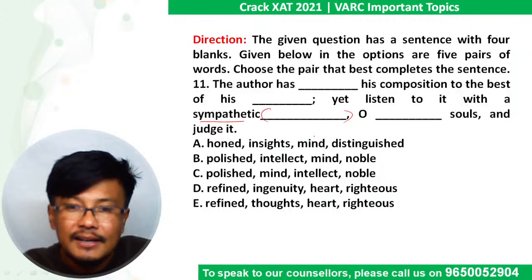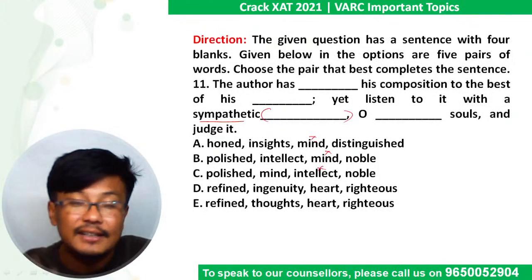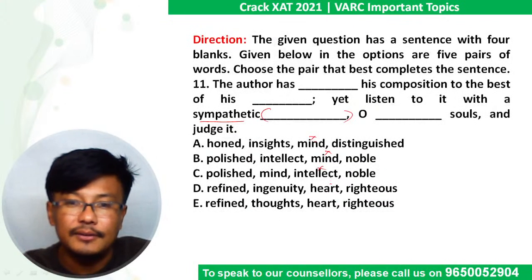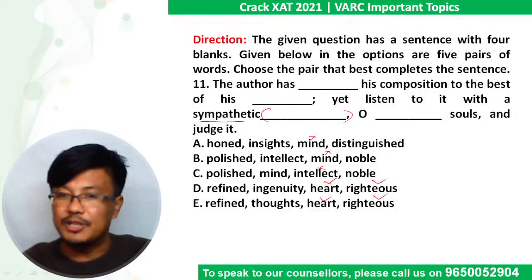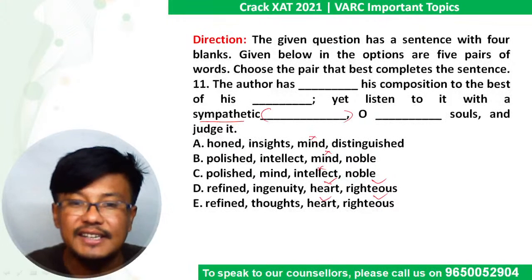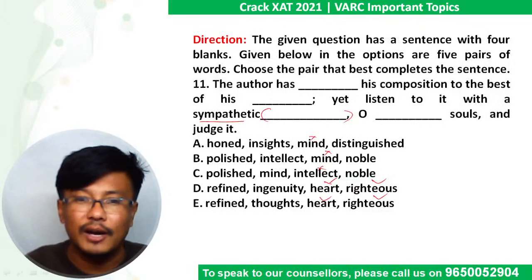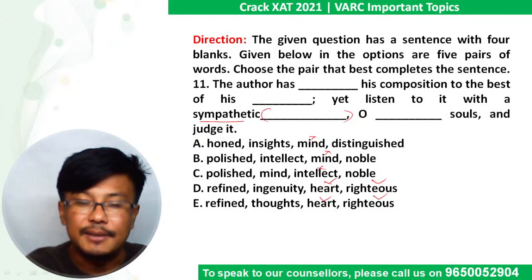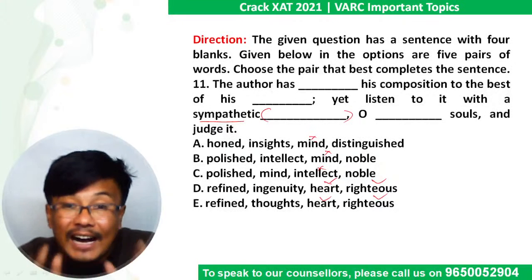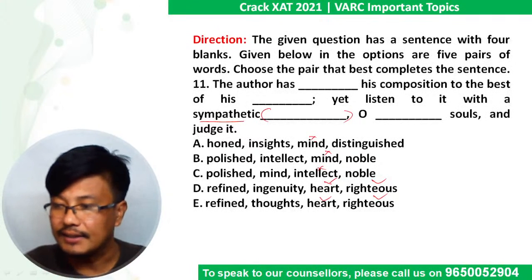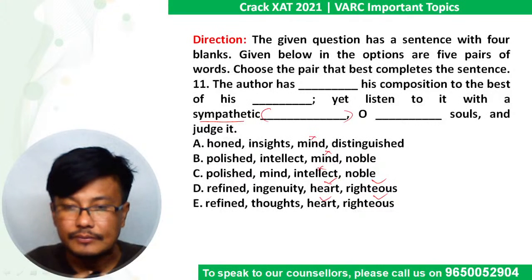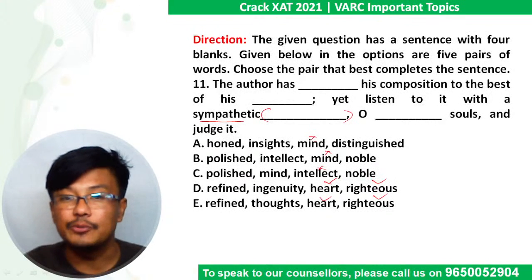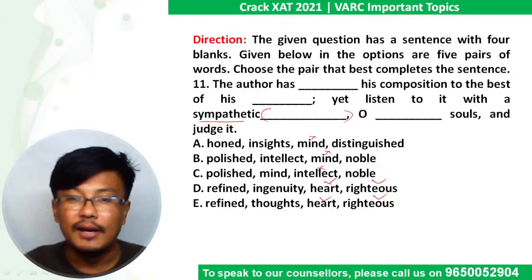Is it mind? No. Intellect is basically your mind again, right? So if you notice, what is more suitable is heart, right? Righteous is also suitable. So choose between D and E. Choose between D and E. So I've just looked at one, right? Honed and polished and refined, all are fine. But mind, sympathetic, heart is more suitable. It is the heart which has to be sympathetic. Okay, right. Now let's see.